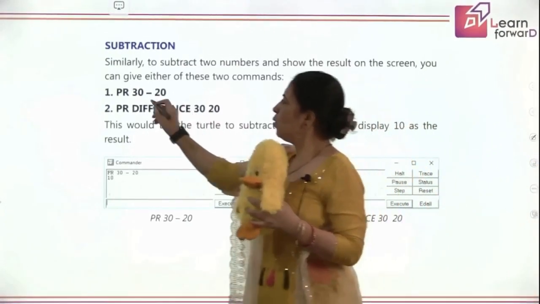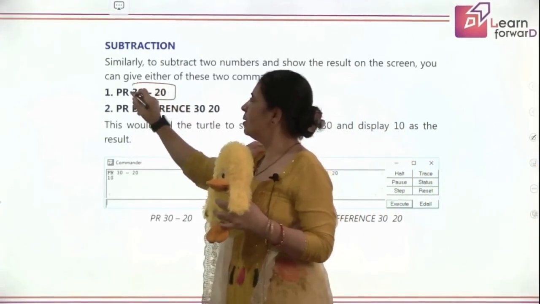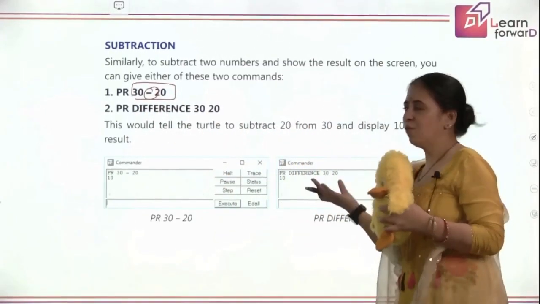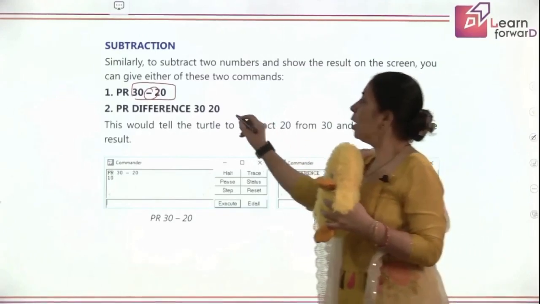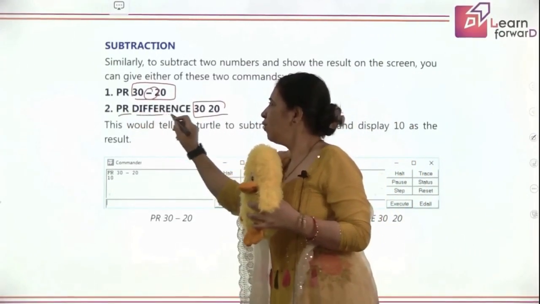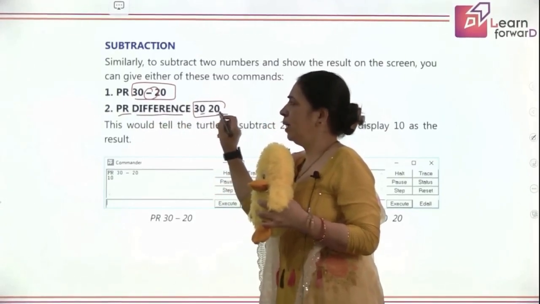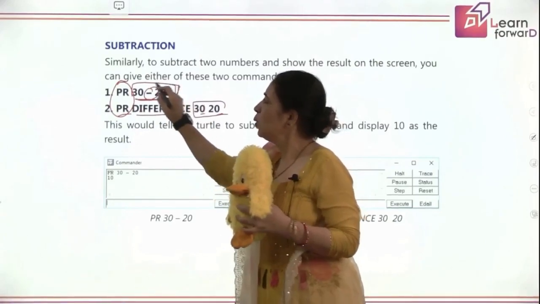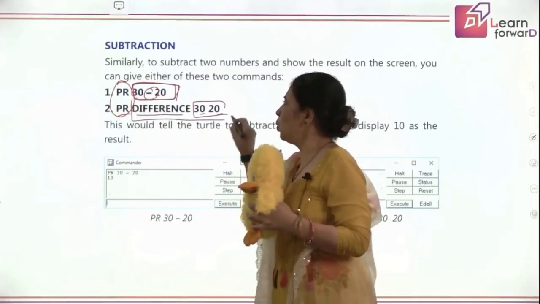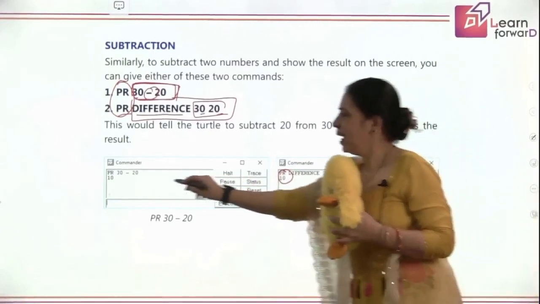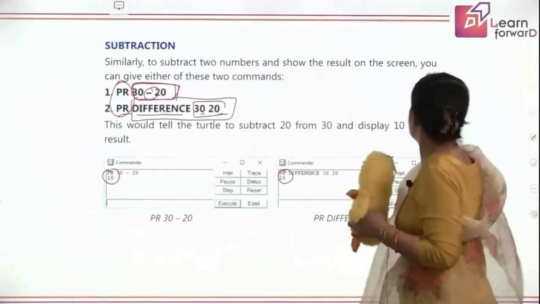Now the same thing applies for difference as well. So when you want to find the difference of two numbers, first thing is you can put a minus sign, you'll find the difference of the numbers, or you can simply write PR difference 30 20. So PR is going to print the difference. Now either you use this method or you use this method. In both the cases, you are going to get the same result, that is 10.